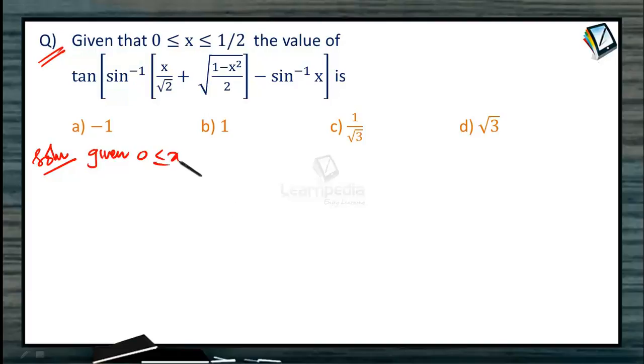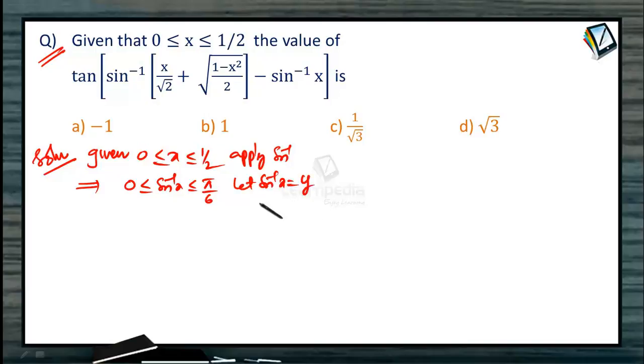0 is less than x less than or equal to 1/2, for which we apply sin⁻¹ to this inequality. When you apply sin⁻¹ to this inequality, sin⁻¹ of 0 is 0, and sin⁻¹ of 1/2 is π/6. So let us take sin⁻¹x equal to some y, so that x is equal to sin y. y takes values between 0 and π/6.